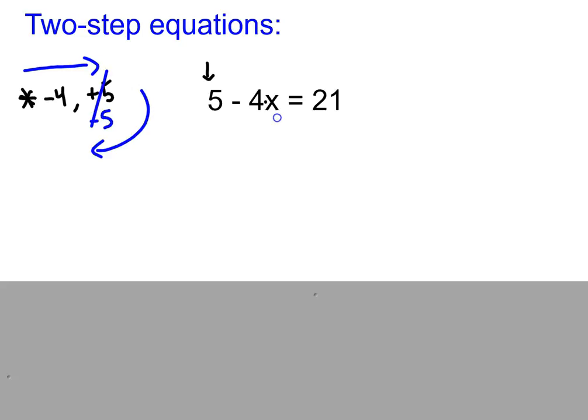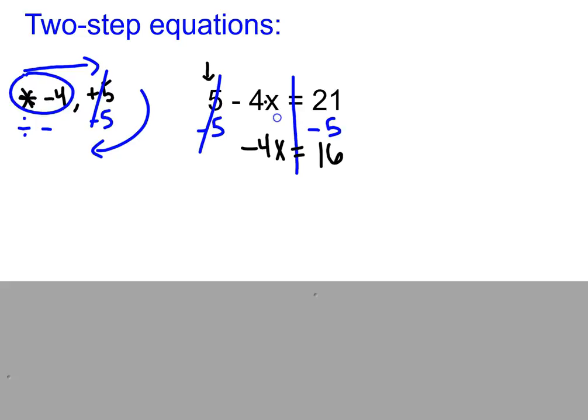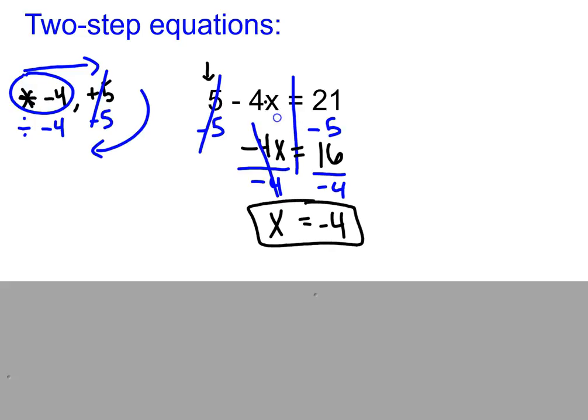We need to subtract 5 from both sides. That gets rid of the plus 5. We're left with negative 4x equals 16. Going back to your thought process, how do you get rid of a multiplication of negative 4? We need to divide by negative 4, giving us x equals -4 as your solution.